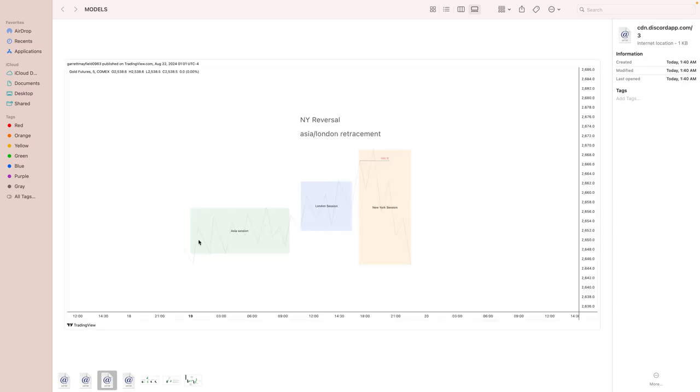So this one, if Asia and London, this is one of my favorite ones. If Asia and London just retrace, and then New York hits the key level, then this is a New York reversal. We target the session lows.